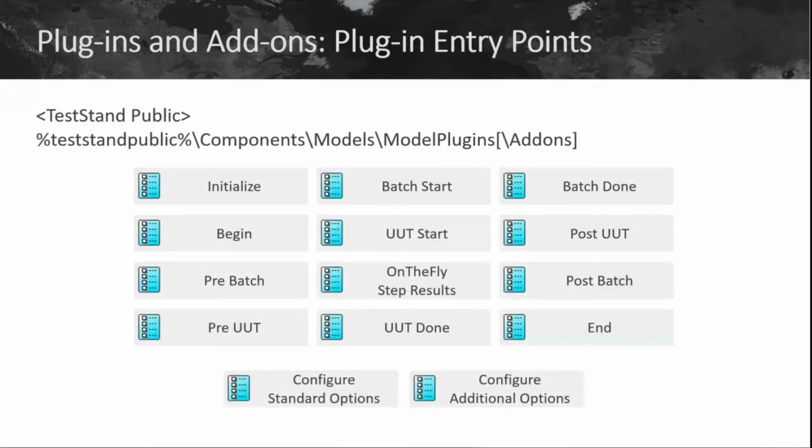And okay, let's have a look at the plugin entry points that we have by default inside of our plugin. So when we create this default plugin, this starting point for our plugin journey, we can find it in the public TestStand folder. We can put it inside of add-ons if you like, but it doesn't matter at the moment. So the thing is that we have those plugin entry points that we can configure or implement our functionality for our plugin inside of.